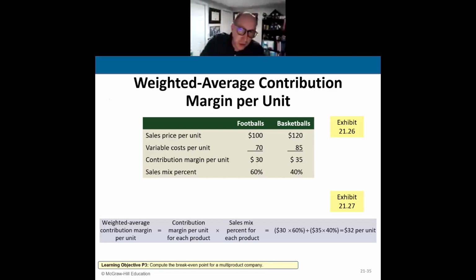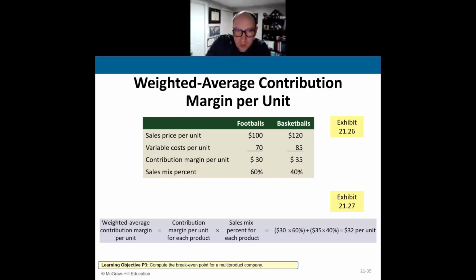The variable cost per unit on a football is $70. The variable cost on a basketball is $85. That gives us a contribution margin per unit of 30 and 35 respectively. This tells us that our sales mix percentage is 60% and 40% respectively. How do we know that is the question. We know that because the company sells 60% footballs and 40% basketballs.